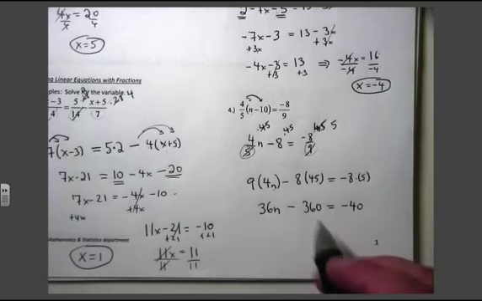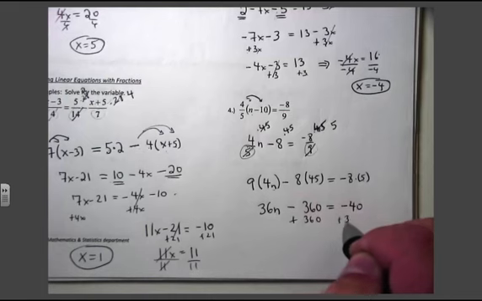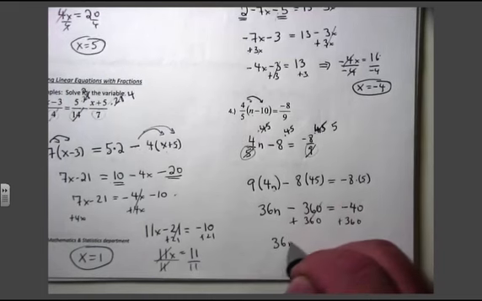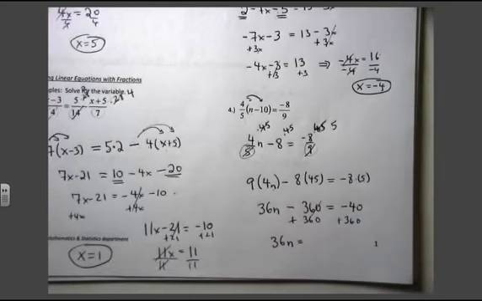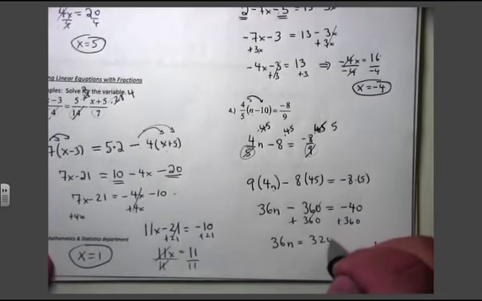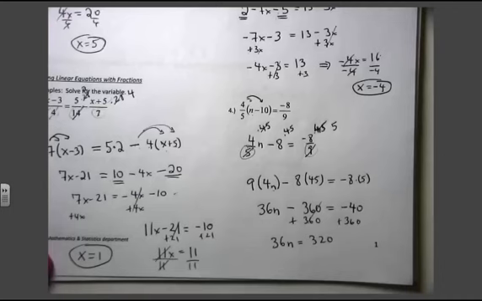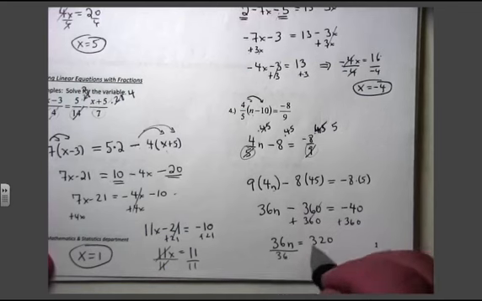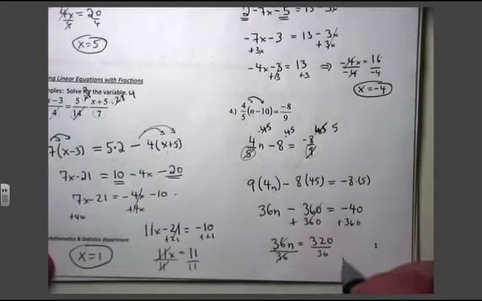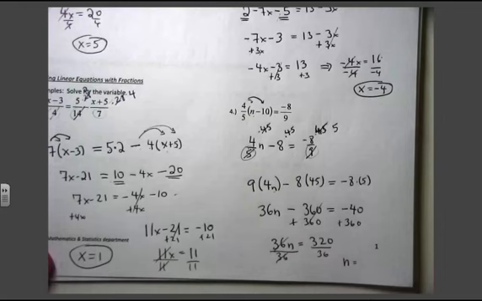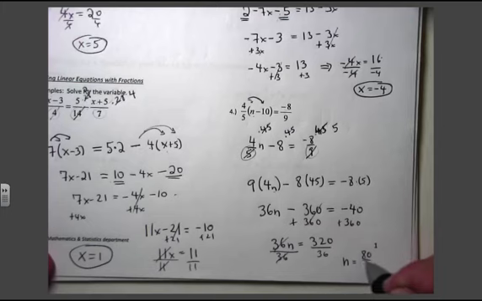I want to get the n by himself, so I'm going to add 360 to both sides. That's 36n is equal to, what is negative 40 plus 360? 320, right? What's your last move to declare victory on this problem? To get the n by himself, you're going to divide by the coefficient, 36, on both sides. That cancels, and I'm left with n is equal to 320 divided by 36, which reduces to 80 over 9. You guys get that?